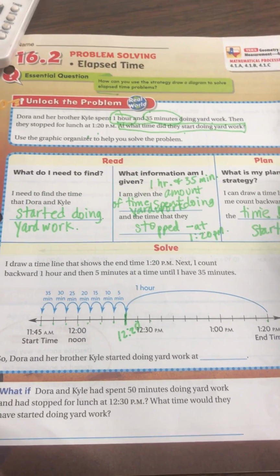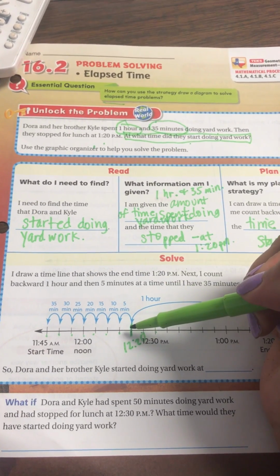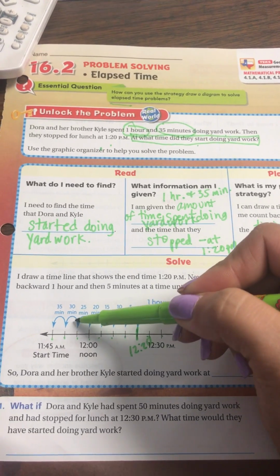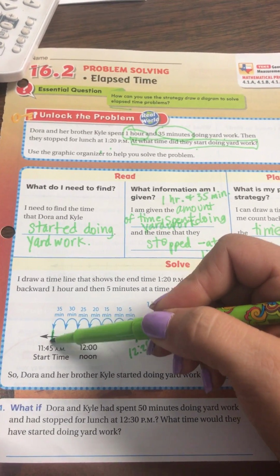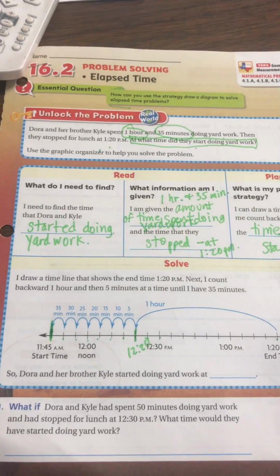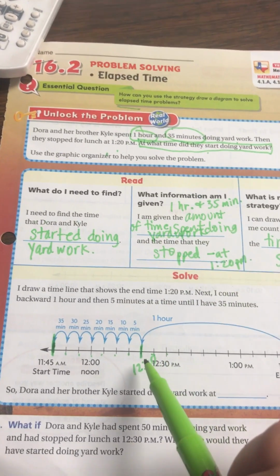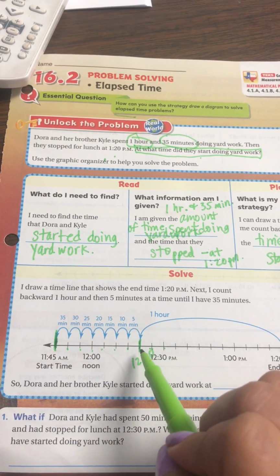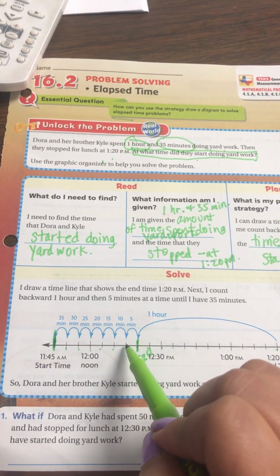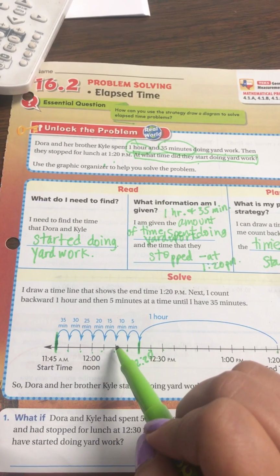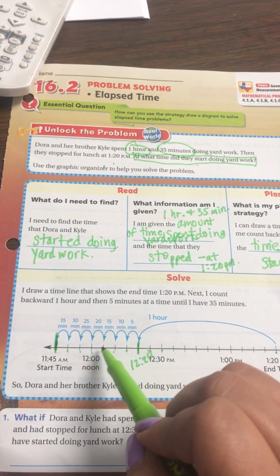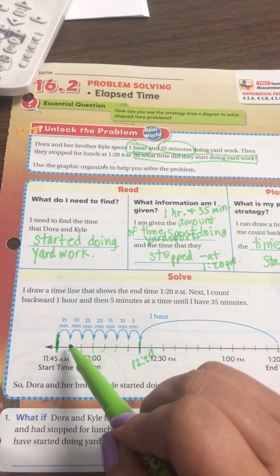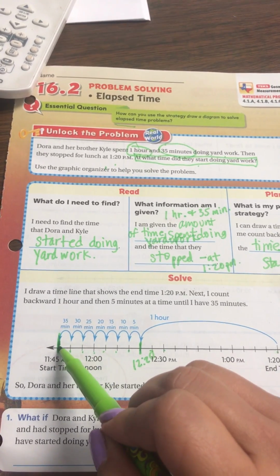Okay, now we need to go backwards the additional 35 minutes that they spent doing yard work, and we're going to count by fives. So if this is 12:20, then this would be 5, 10, 15, 20, 25, 30, 35 minutes. So this is their start time right here. Okay, and so if we leave off at 12:20 and we're counting back in 5-minute increments, before 12:20 would be 12:15, 12:10, 12:05, 12 o'clock, 11:55, 11:50, and then 11:45.